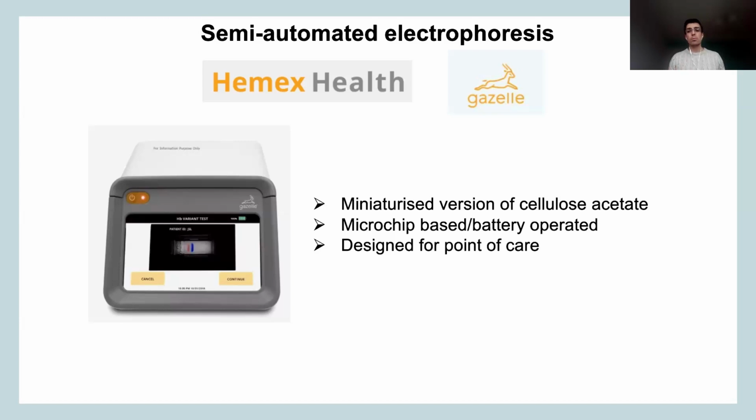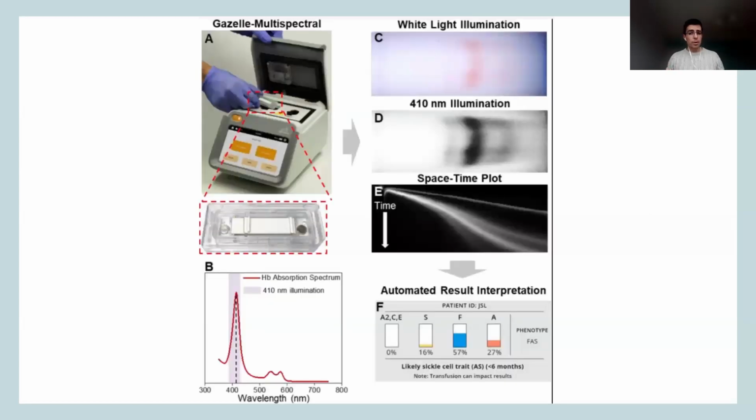It's devised as a point of care analyzer and is battery operated, so it can be taken to the community to process samples. It's much more designed for a point of care setting. In principle, it's quite interesting the way it was applied to the analyzer itself. You can see this little chip-based cassette, and you have a cellulose acetate band here. This is where the hemoglobin separation is going to happen.